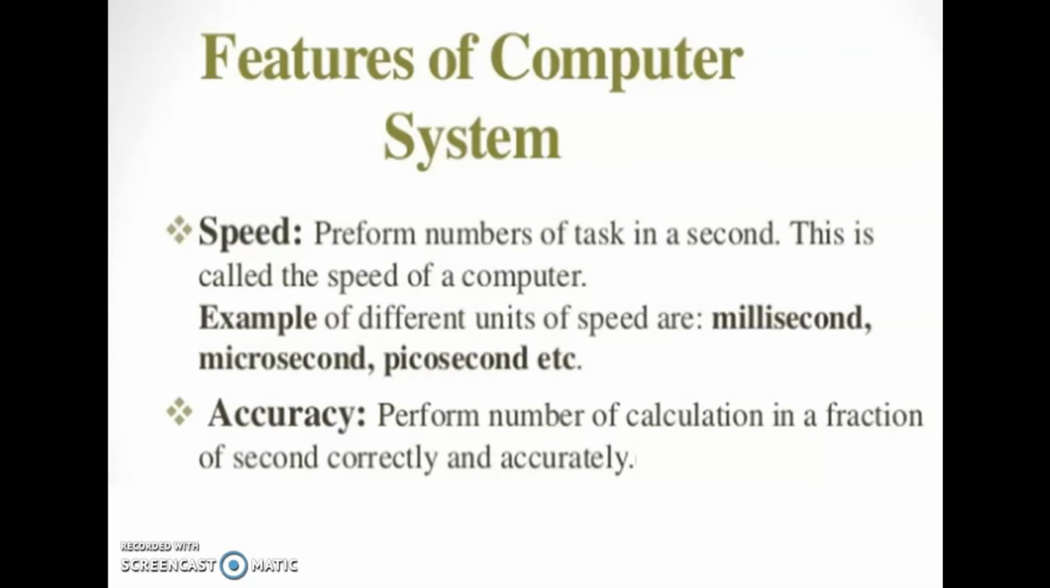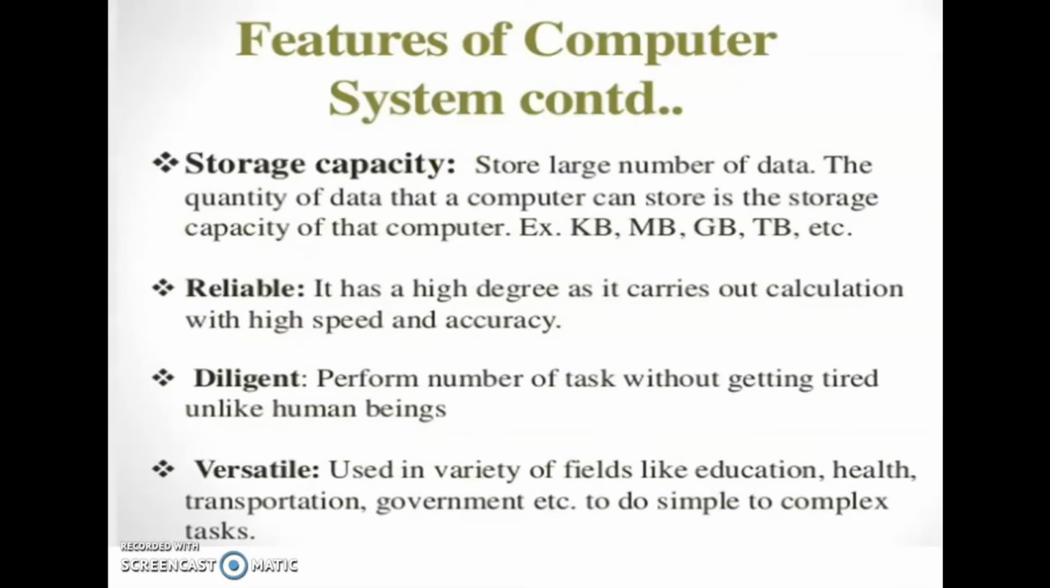After processing this operation, we will get the correct output. That is accurate output. Then storage capacity. It stores a large amount of data. The quantity of data that a computer can store is the storage capacity of that computer. Examples: KB, kilobyte, megabyte, gigabyte, terabyte, etc.